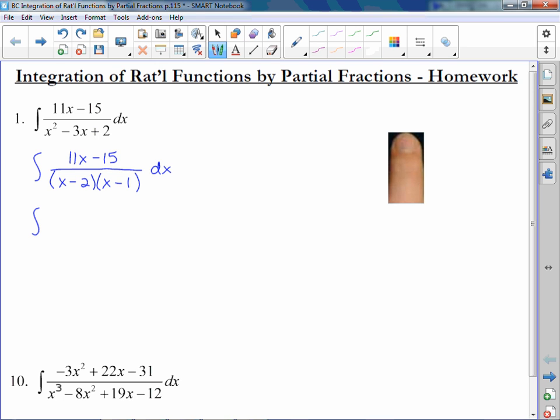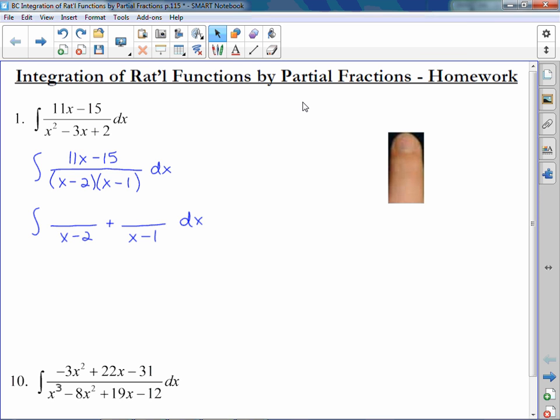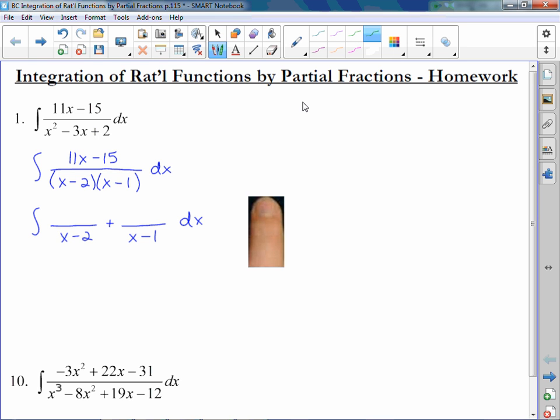Now we split this up into the partial fractions. One is going to have a denominator of x minus 2, and one will have a denominator of x minus 1. Now, to figure out what's on top in the numerator, we take our finger and first work with the x minus 2. If you take x minus 2, set it equal to 0, you get x equals 2.